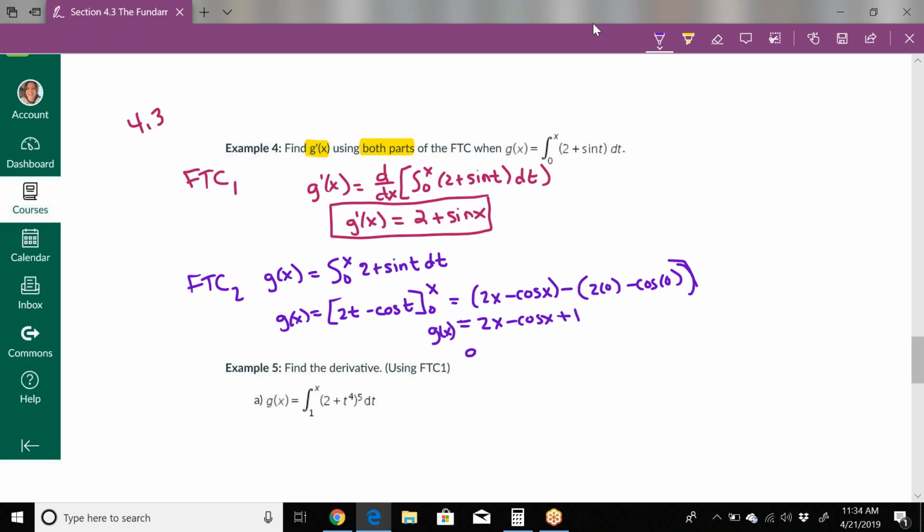And notice we can prove that this is the same as this by actually taking the derivative of this function, because this is the general antiderivative, or the definite antiderivative, I should say. So this is going to be 2 minus a negative sine x, because the derivative of cosine is negative sine, and then the derivative of 1 is 0, so this is 2 plus sine x. So notice we get the same thing for g prime of x no matter which way we use the fundamental theorem of calculus. So that's that for that.